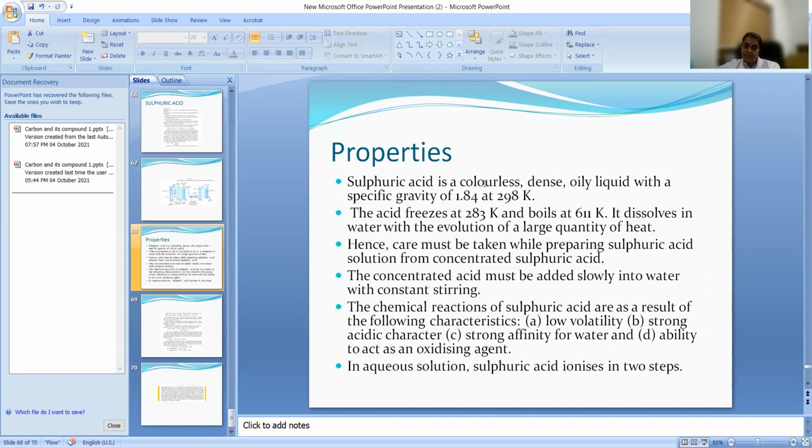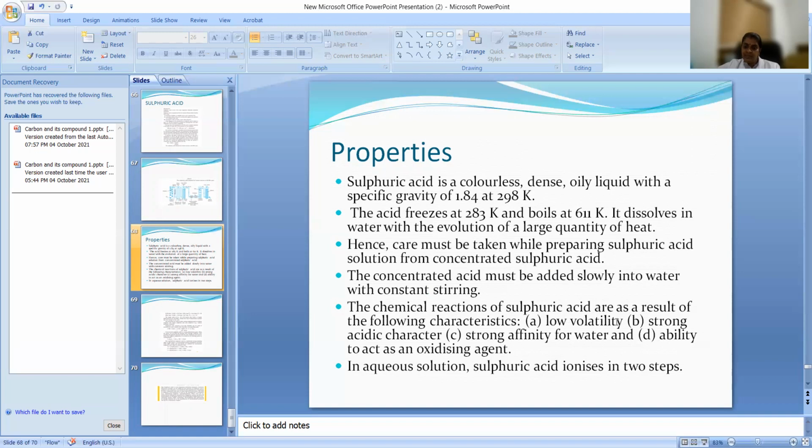Now, what are the properties of sulfuric acid? It is a colorless, dense, oily liquid with a specific gravity. The acid freezes at 283 Kelvin. It dissolves in water with the evolution of a large amount of heat. So when it dissolves in water, it is exothermic, and care must be taken. Always they will ask: when preparing a solution from concentrated sulfuric acid, what will we do? The concentrated acid must be added slowly into water always. What is the reason? Because it is a highly exothermic reaction. Heat will be released.